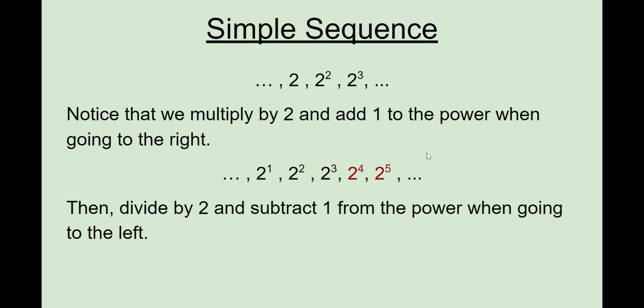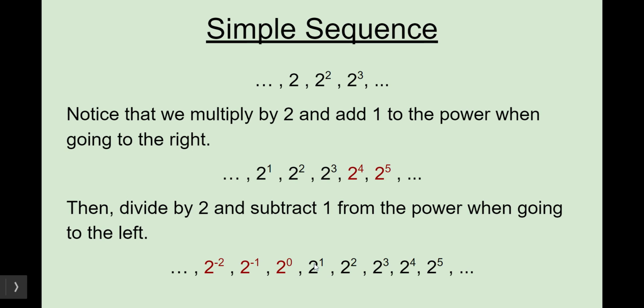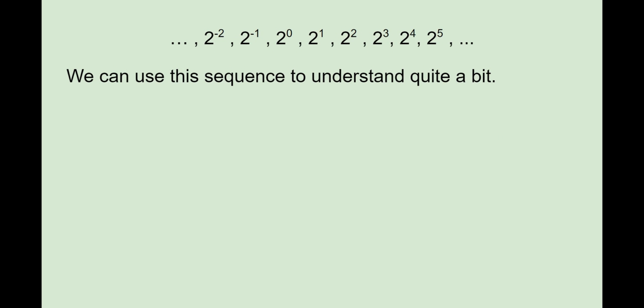So to go to the left, divide by 2 and decrease the powers by 1. Well, that tells us a ton here. So 2 to the first, my next one divided by 2 would be 2 to the 0, divided by 2, 2 to the negative 1, and all that good stuff. So this actual simple little sequence reveals a ton. All right, so we can understand quite a bit here.